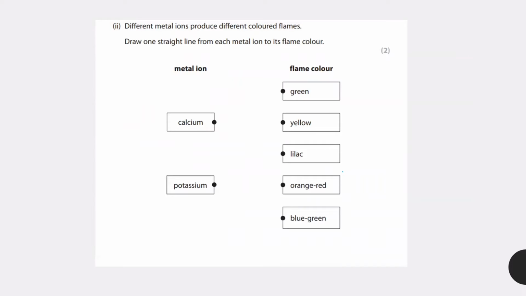Different metal ions produce different colored flames. Draw one line from each metal to its flame color. Just one line per one. Don't have more than one, or they're all marked wrong.